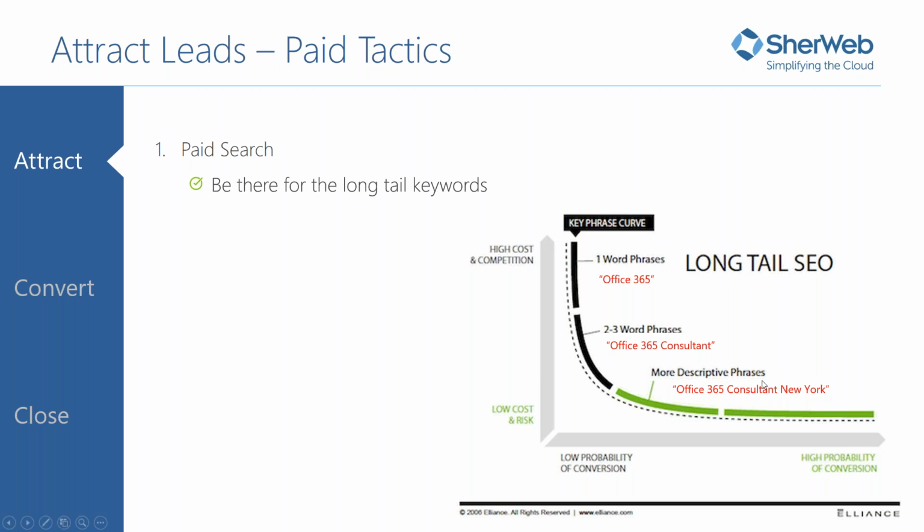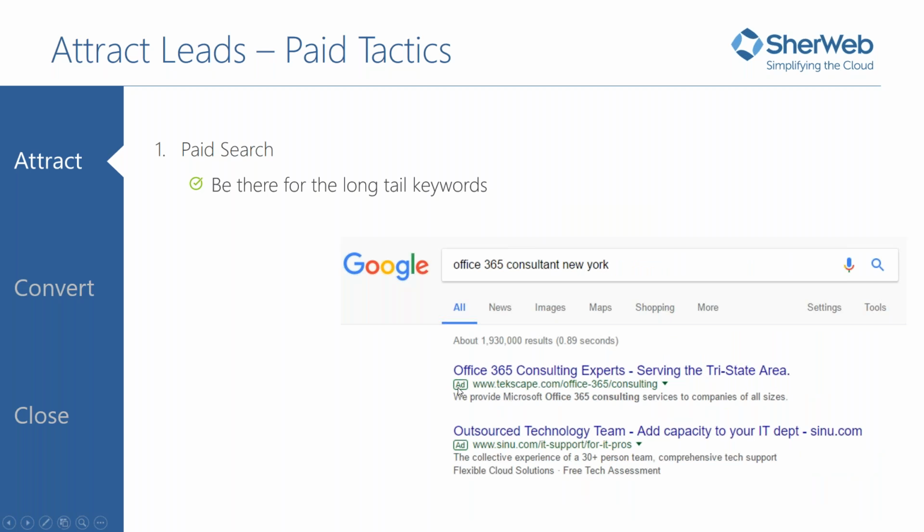But if you're a consultant in New York, you probably want to have Office 365 consultant New York as a paid keyword. There's not a lot of volume, but if someone is looking for that, you want to make sure that if your site does not rank organically on the top, you want to be sure you're there. And these are good examples of ads that consultants put there for that specific search. So that's not super expensive for the quality of the search that is being done there.